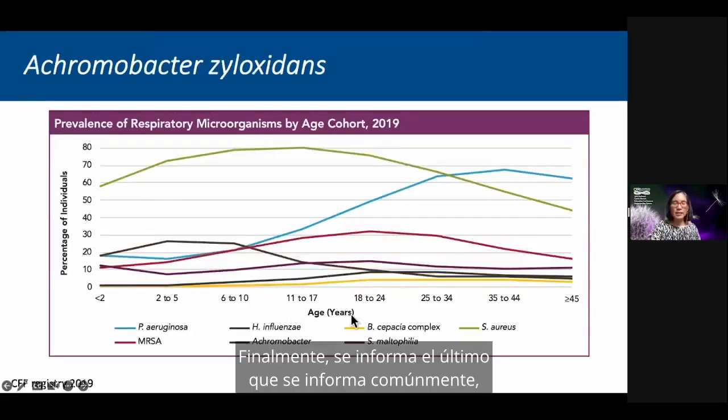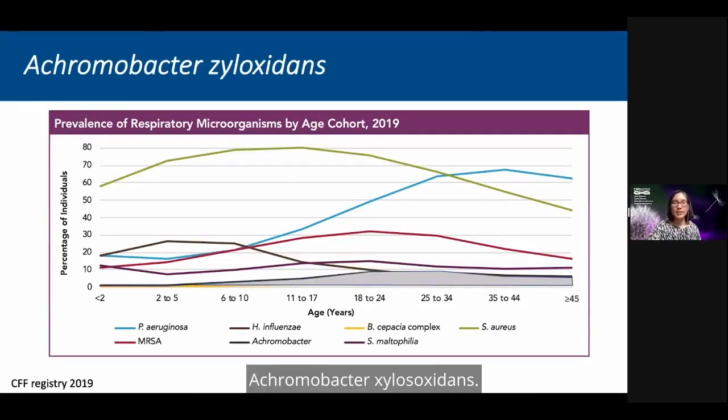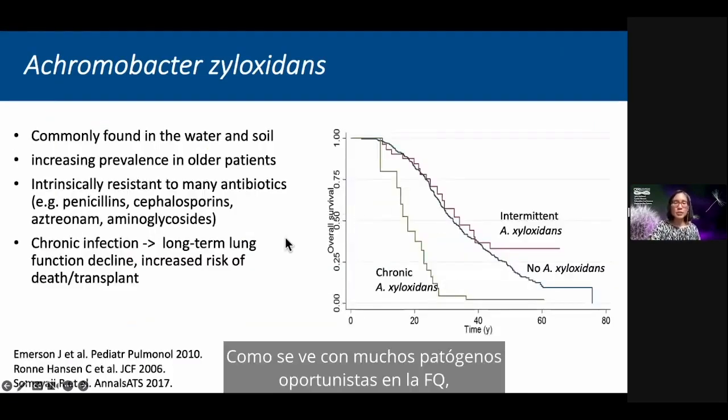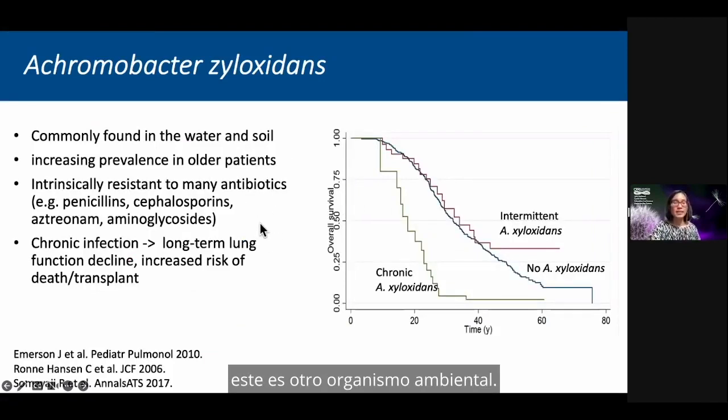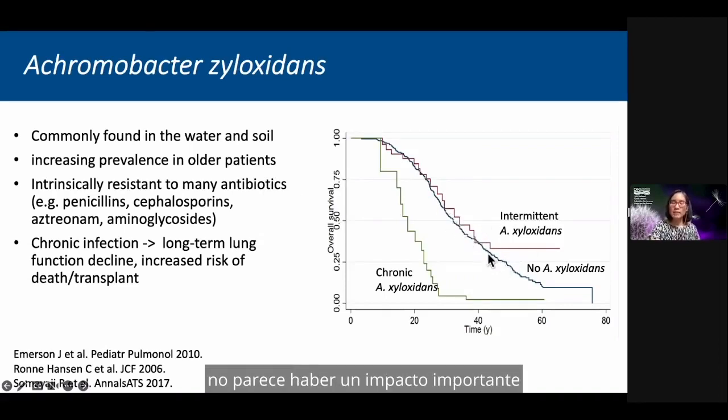Finally, the last one that is commonly reported, but is not particularly prevalent, is Achromobacter xylosoxidans. And here again, we're talking about less than 10% prevalence and one that primarily occurs in adults. As is seen with many opportunistic pathogens in CF, this is another environmental organism, and one where if you are only intermittently found to have Achromobacter, there does not seem to be a major impact on your overall survival.